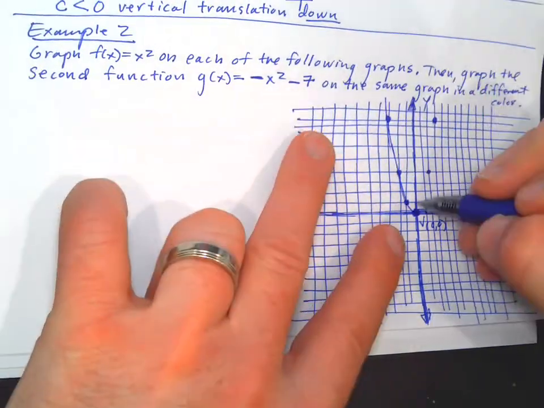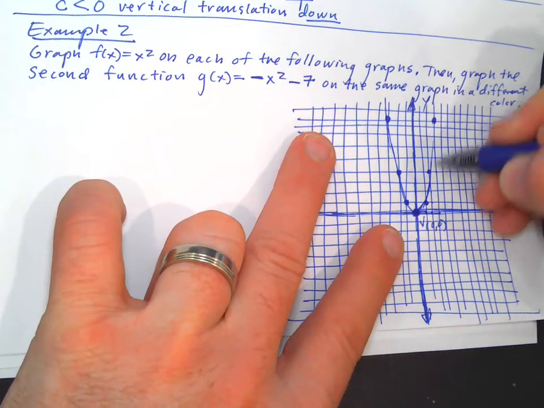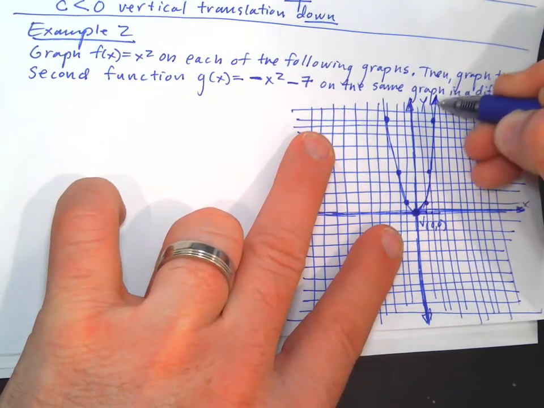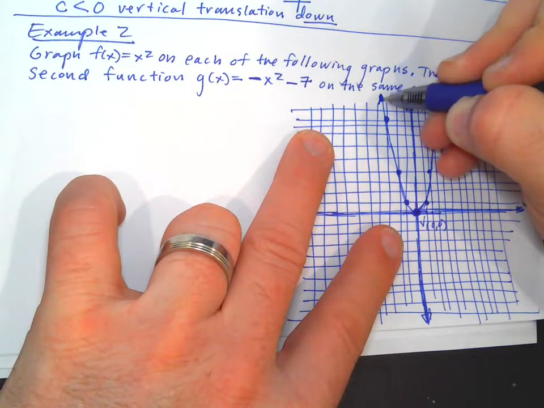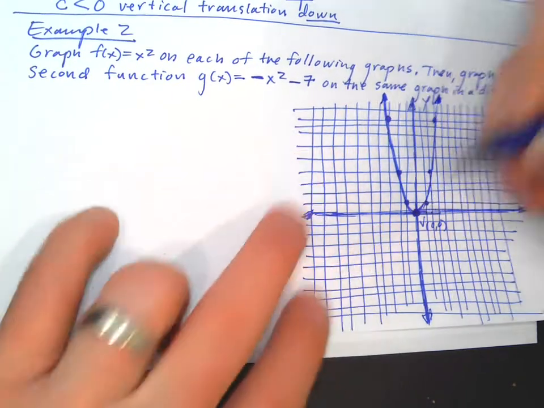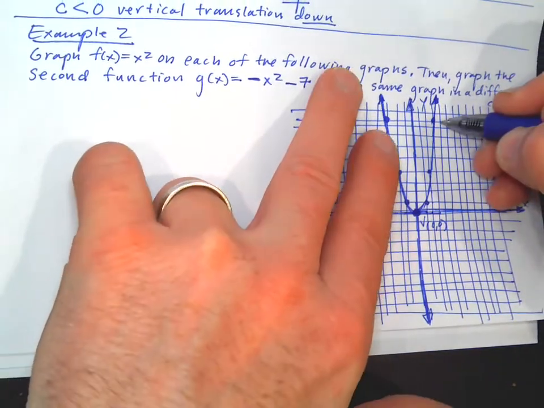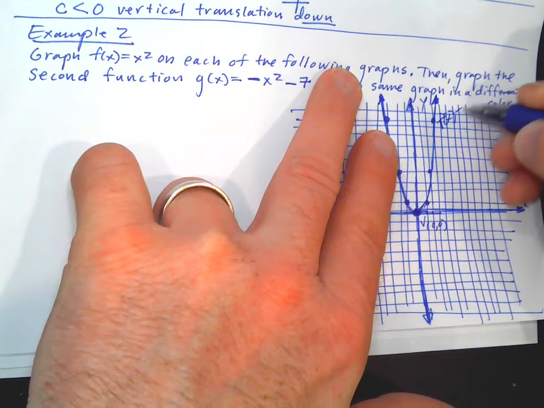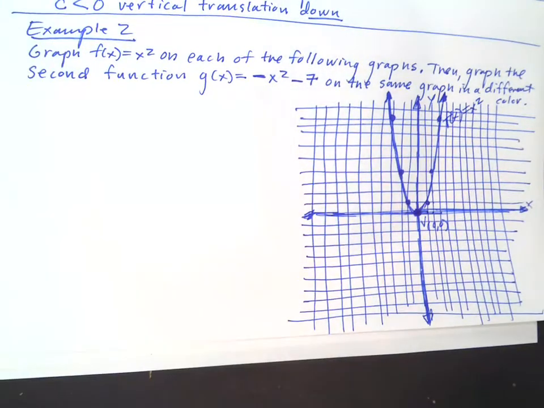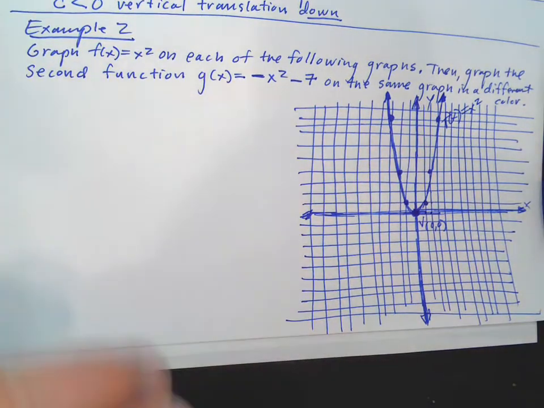So I can do that. Seems like a simple pattern to remember if I've done it enough. So that's that graph. This is the f of x equals x squared graph. That's a parent function.